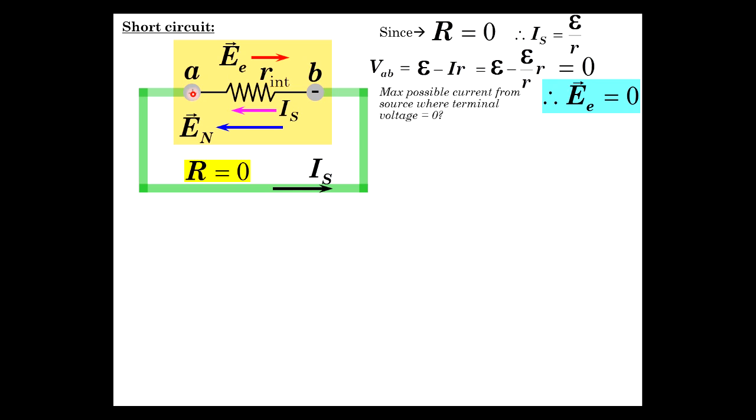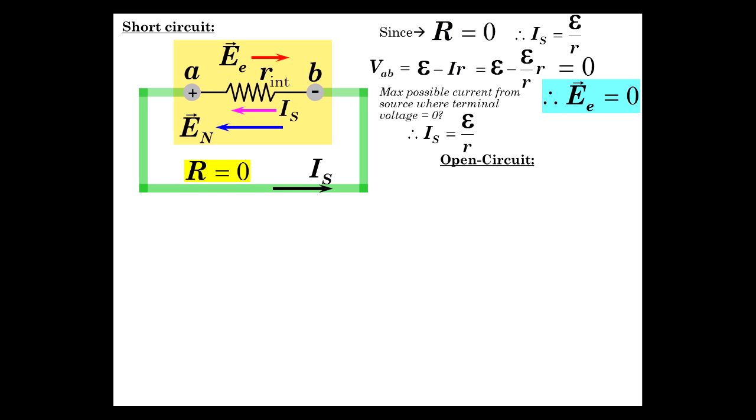Really, it makes sense because there's just no charge separation. As soon as those charges get moved by the non-electrostatic E field, they immediately all get depleted because there's no resistance to their flow around the circuit. So what's the maximum possible current from a source where the terminal voltage is zero? If you have the terminal voltage zero, that's the condition of a short circuit, which is the current from a short circuit producing no voltage on the output, and that's what we just found, the EMF over the internal resistance.